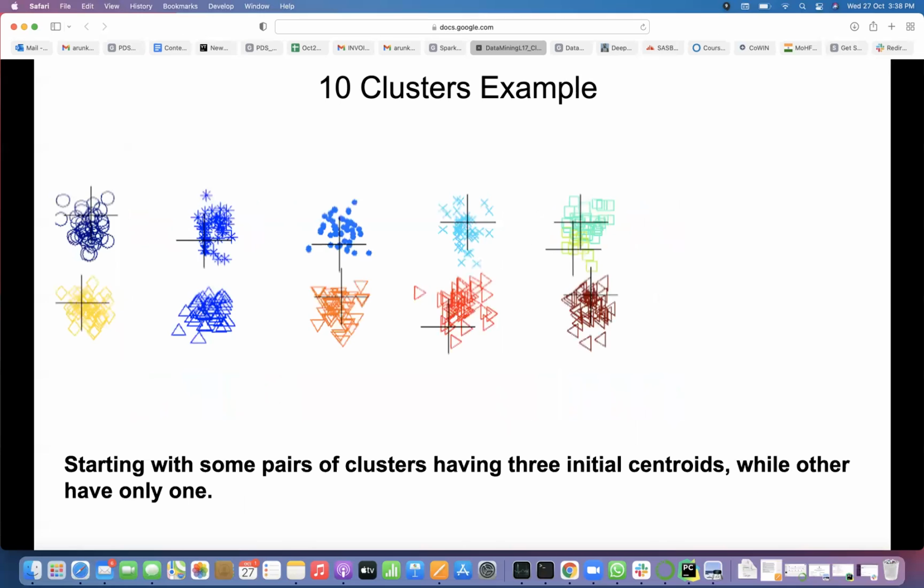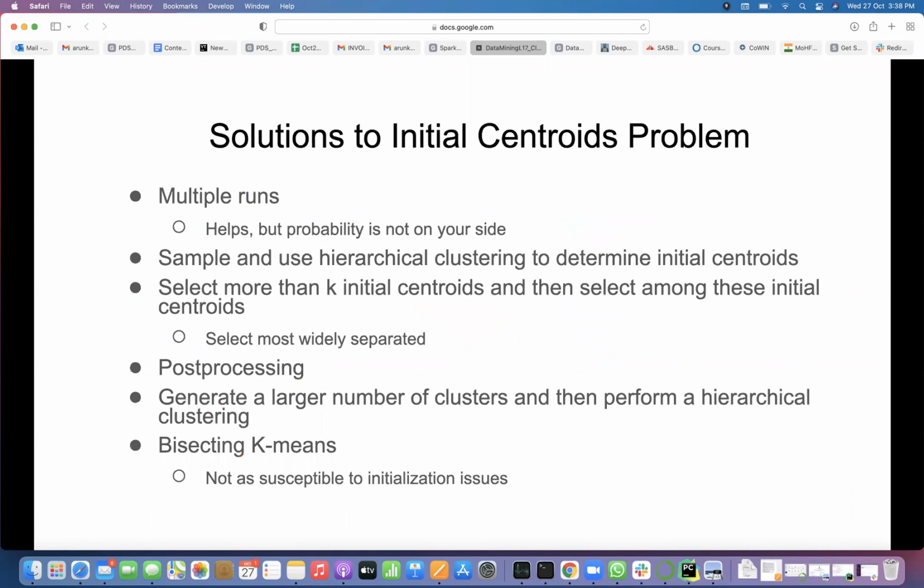So it depends on how you initialize your clusters whether you get correct results or not. That depends on a random choice if you select randomly. All these examples are given to explain that.